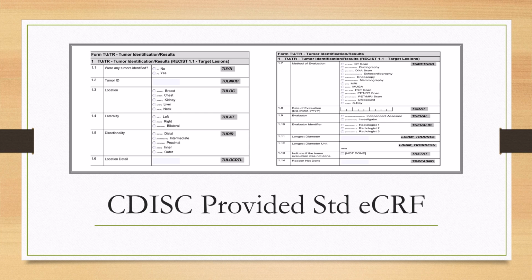So in this way, you can see that further information which we can capture on the TU/TR CRF form is the information about the evaluator. In case we have the evaluator information, we will have the evaluator ID captured also. And as we have discussed, in case we are also capturing the measurement of the tumor, and in this case we have the questions for the longest diameters in the CRF form, that information will be mapped to the TR domain and will be linked to TU using the link ID.